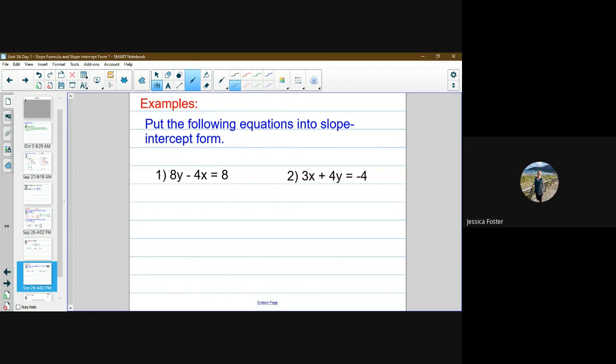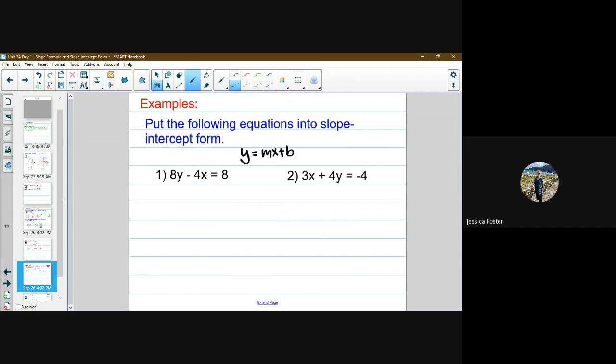Number 1, please put this equation in slope-intercept form. So currently, this equation is written in standard form. I know that because my x and my y are on the same side of the equation together. To convert this to slope-intercept form, really what I'm trying to do is get y all by itself on one side of the equation. It should look something like this when we're done with it.